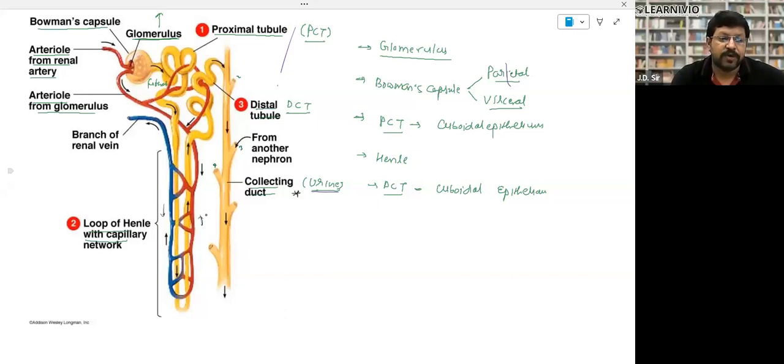And when this filtrate reaches this part, it is called DCT, distal convoluted tubule, because distal means far or away from the Bowman's capsule. That's why this is called DCT. Then it joins the collecting duct, right? When this filtrate reaches the collecting duct, only then do we use the term urine, right?